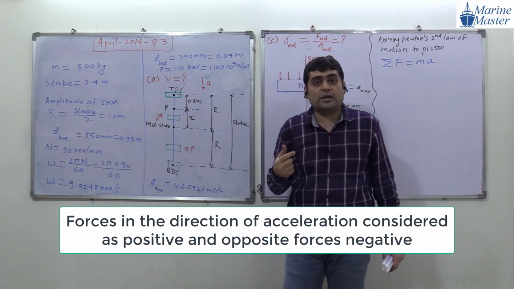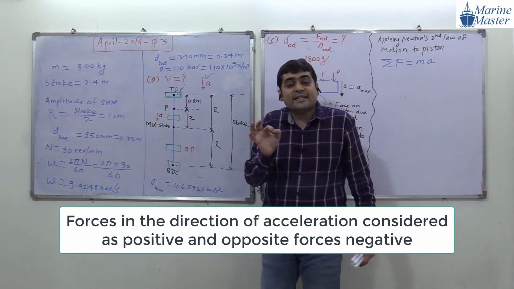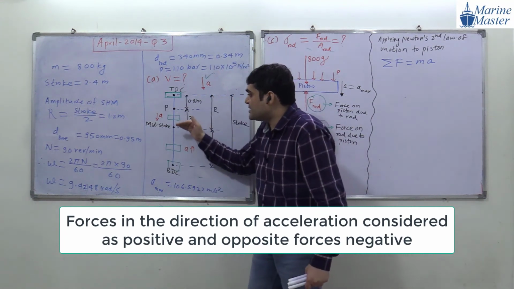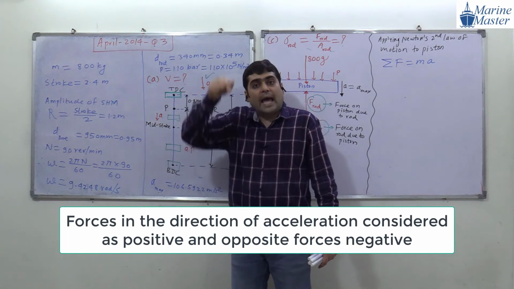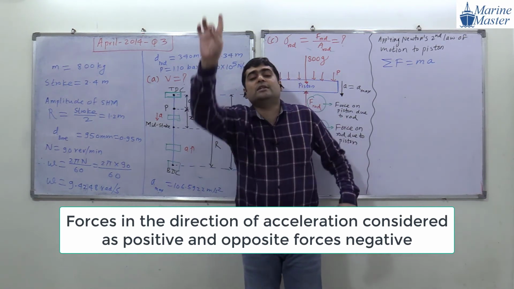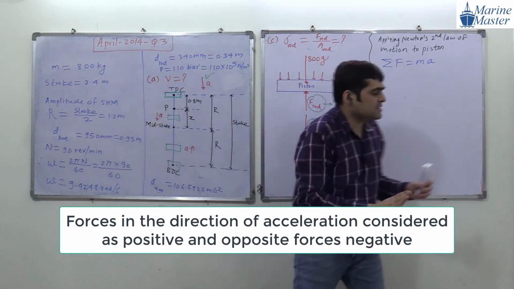Acceleration is always directed towards a fixed point. Suppose the piston is above the mid stroke, acceleration is downward. If the piston is below the mid stroke, acceleration is upward. Just remember this point. Now any doubt in this discussion, guys?